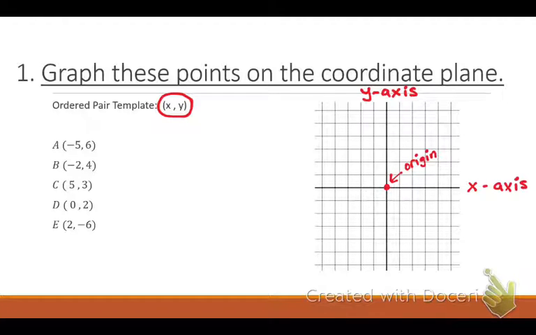Now, an origin is like the beginning, okay? So for us, the origin is always going to be at 0, 0. So please write that in with your red pen.